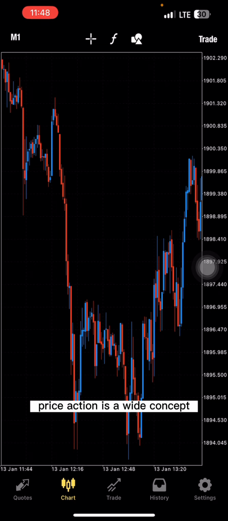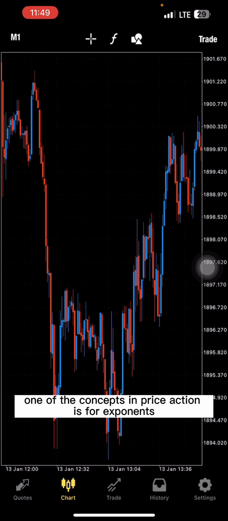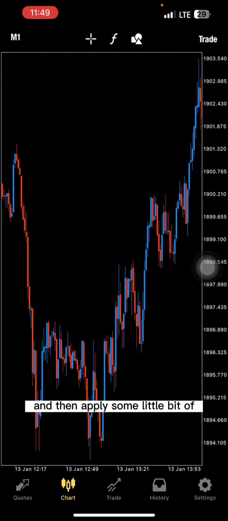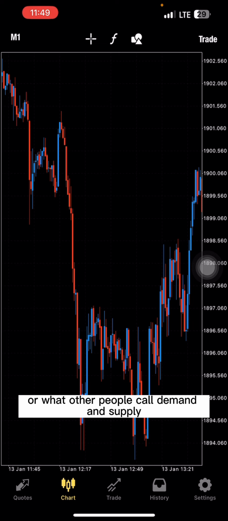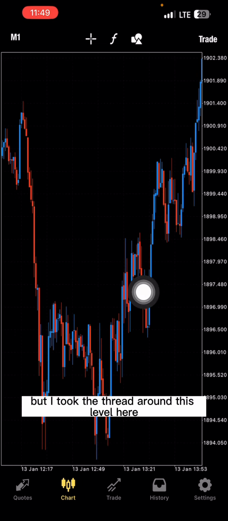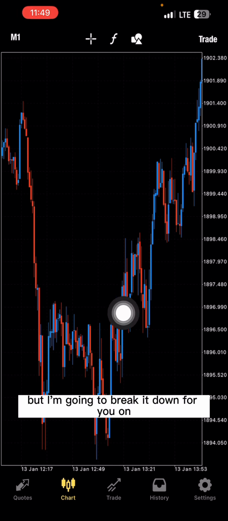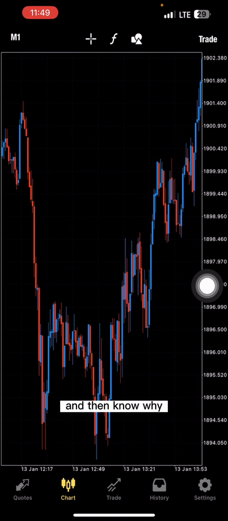Price action is a wide concept, but one of the concepts in price action is forex patterns. So I was able to identify a pattern and then apply a little bit of support and resistance, or what other people call demand and supply. I'm going to explain it today, but I took the trade around this level here. Right now this may confuse you, but I'm going to break it down for you on my TradingView so that you can understand it and know why this is the best scalping strategy, hands down guys. So let's go to my TradingView.